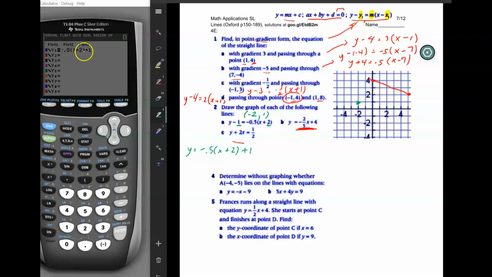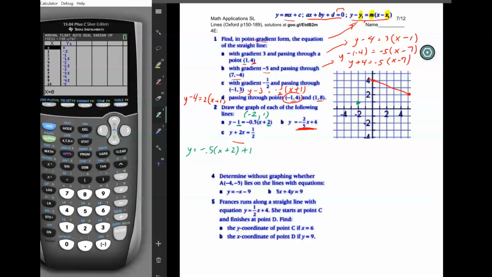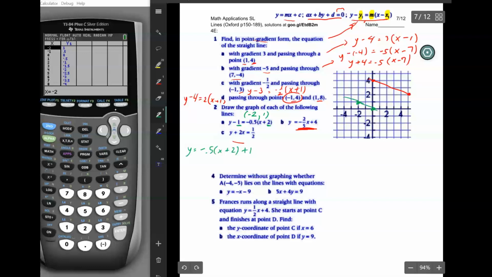So I type that in the calculator, and then I'm going to do second table, and it's going to give me some of the points. So one of the points, of course, is going to be -2, 1. If I scroll up a little bit, there's -2, 1, which I already graphed. And look, it also goes through 0, 0. Okay, so now we have 2 points, and that's enough to draw our line. Okay, so there's our green line.